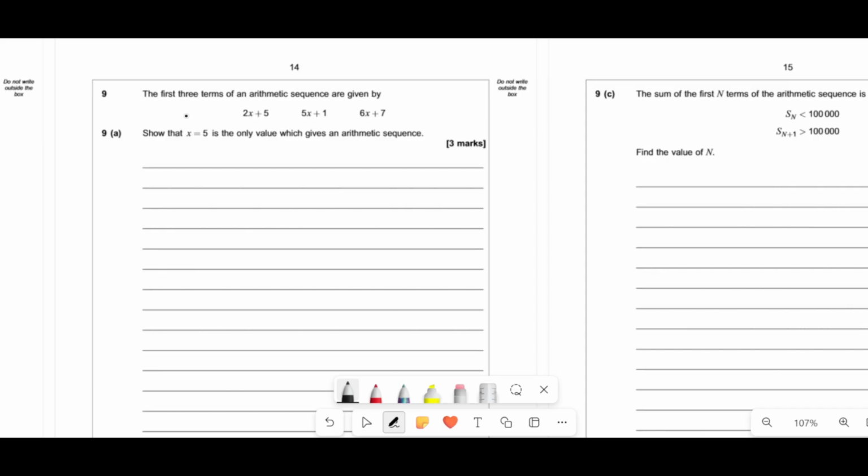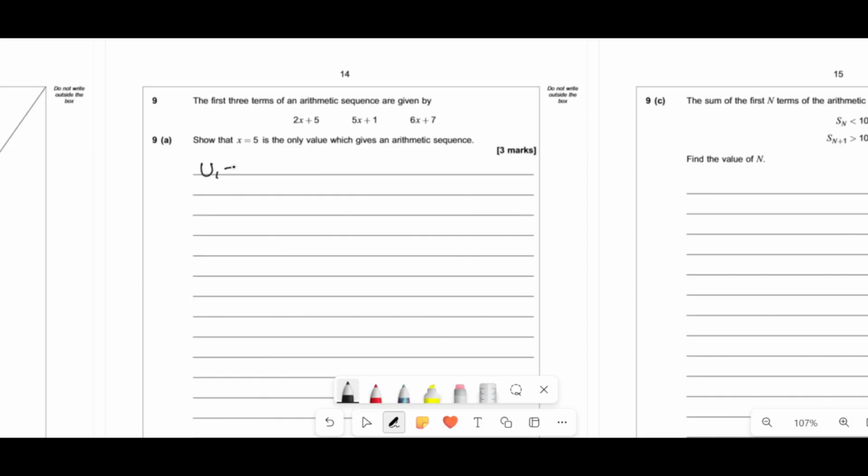Done. Now it says the first three terms of an arithmetic sequence are given by 2x plus 5, 5x plus 1, 6x plus 7. Show that x equals 5 is the only value that gives you an arithmetic sequence. In this circumstance, u1, the first term, would be 2x plus 5, u2 would be 5x plus 1, and u3 equals 6x plus 7.